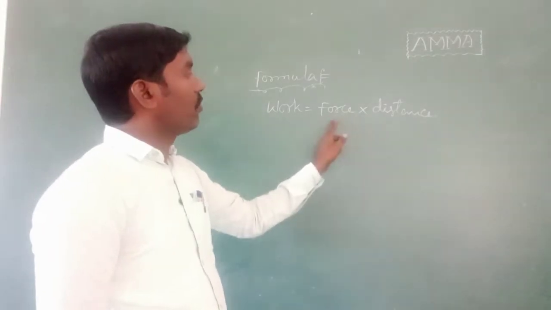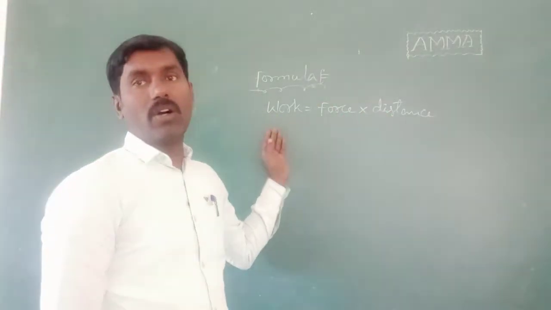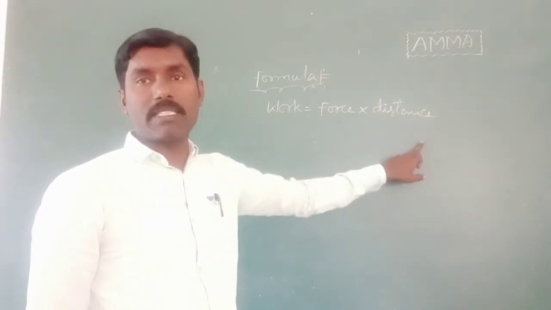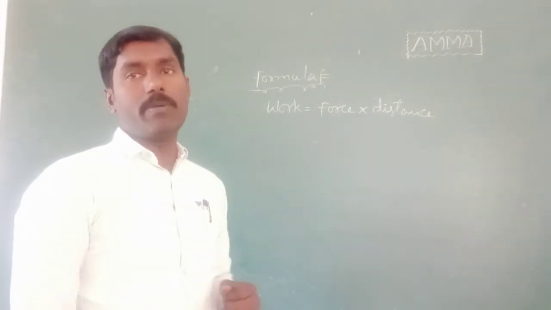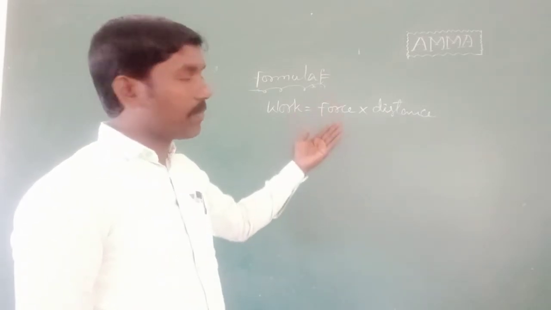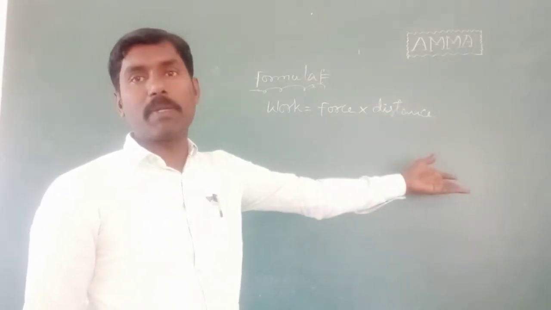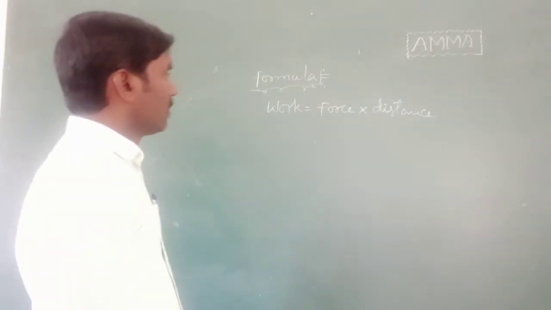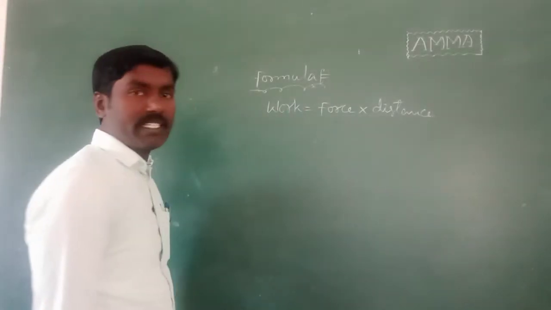The product of force and distance is called work, or the general definition is when we apply some force on the body, if it displaces, then we can say some work is done on the object. Even if you apply some force on the object, if it doesn't displace, then we can't say some work is done on the object. That is zero work done. Okay, this is the general formula of work.